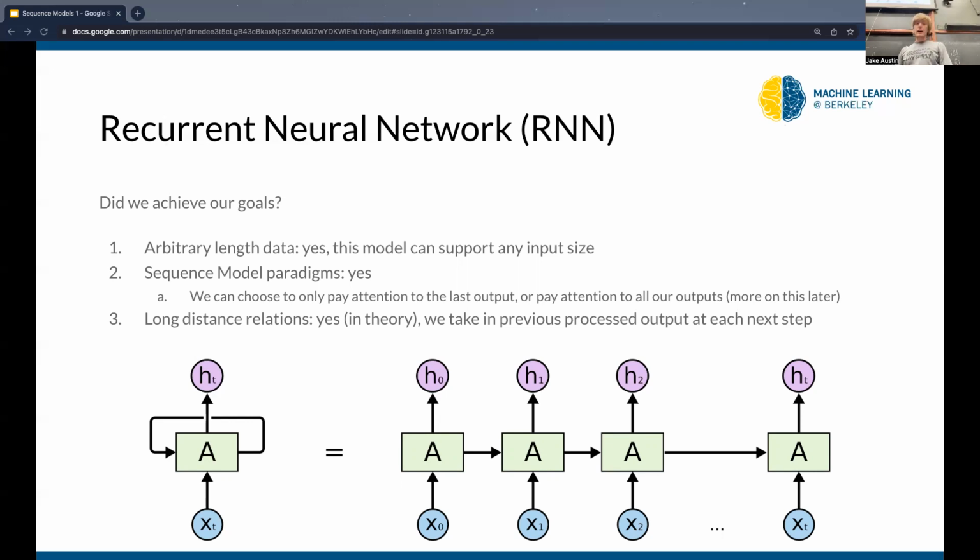And in theory, we can handle long distance relationships as well. After we processed our first token x0, we outputted some information about what was here and what has happened in the earlier parts of our sequence. As we go deeper and deeper, we are passing information. And in theory, if our network chooses to use that information wisely and doesn't distort it over time, we can pass information from earlier in our sequence.